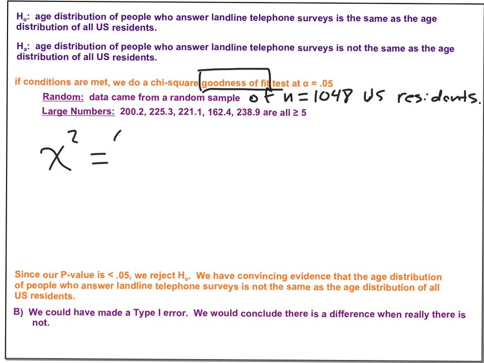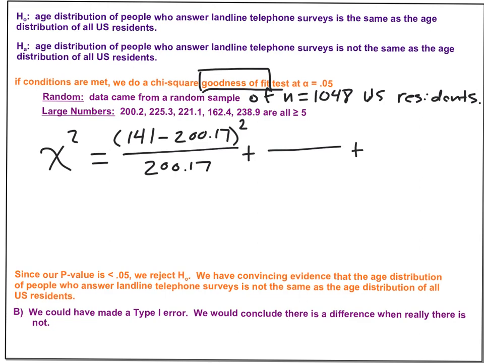For chi-squared, I'm going to show the first 2. There's observed minus expected squared over expected. That was for people in their 20s. Okay? There would be 5 contributions total. I'm going to show 2, and the pattern will continue. I'm also going to show the 30s. The observed for who answered the landline survey was 186, but if it had matched the age distribution, we would have expected 225, roughly.